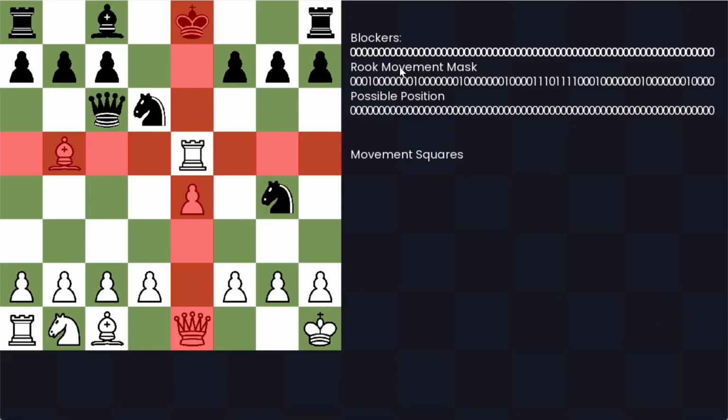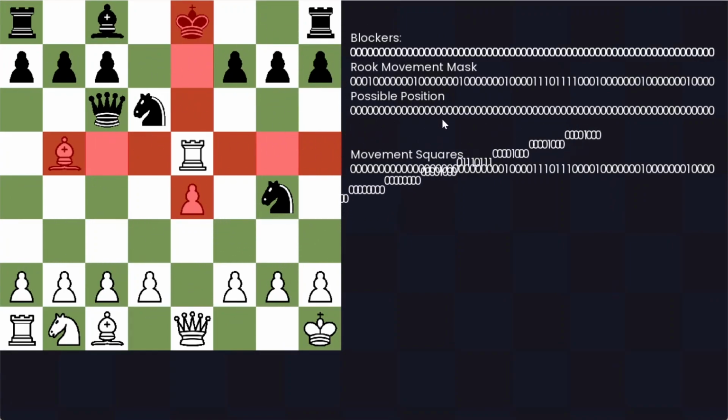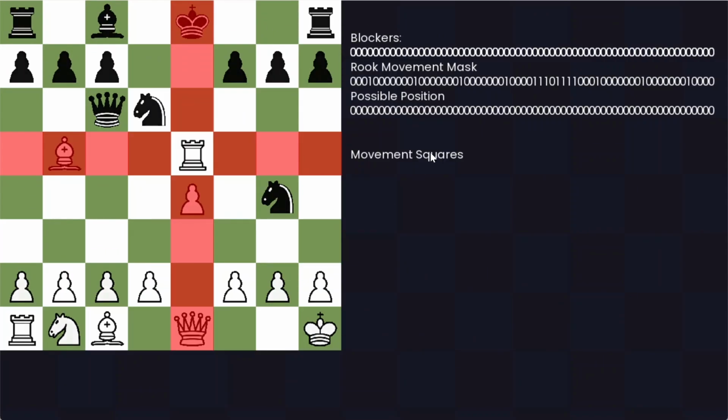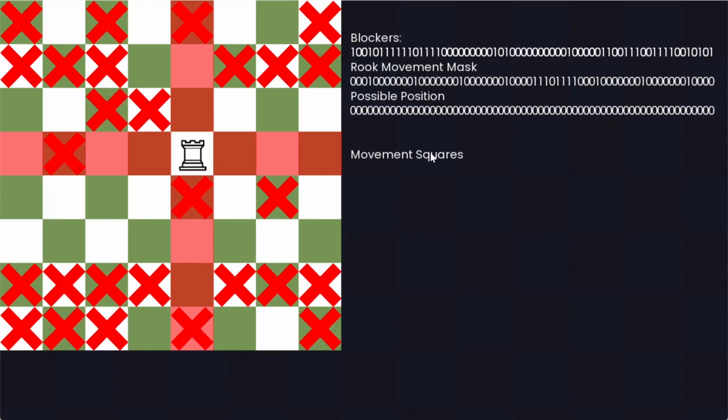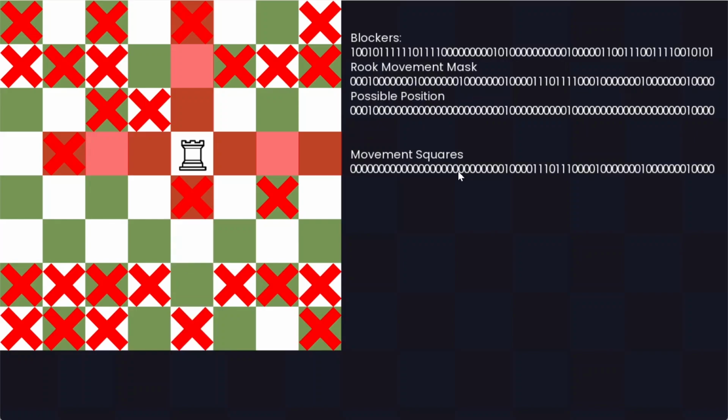Let's try again to understand what we want to do. So given any position, we want to find which squares our rook can move to, which would be represented using a bitboard like this. To do this, we look at all the pieces that are in our rook's movement mask. Now that we have this position, we can just pre-compute all the squares that our rook can move to in the form of a bitboard, and use this as a key to find the squares. We also assume that the rook can move onto a blocker, which I'll explain why later.